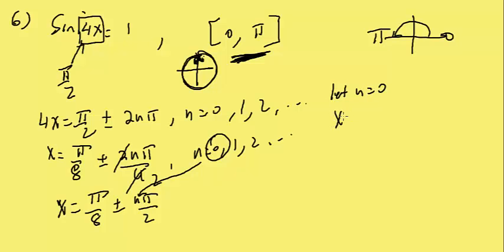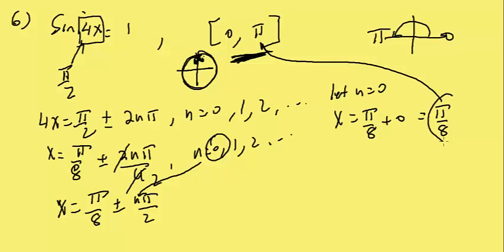That means my x is equal to pi over 8 plus 0, which is pi over 8. And that's less than pi, so I keep that. That's one of my answers. Now I'm going to let n equal 1. Notice I'm only taking positive values for n. That's because it's going from 0 to pi, which is the positive direction. If I went 0 to negative pi, I'd have to take care of the negative values for n also.